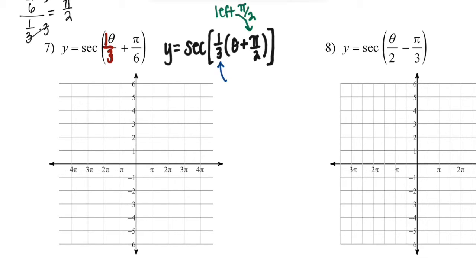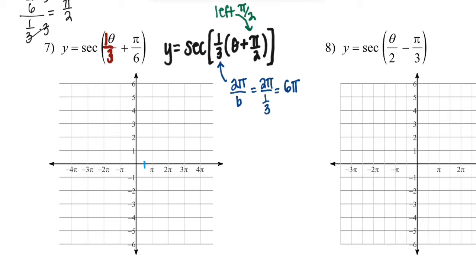This b value is going to affect the period. The period is 2 pi over b, which is 2 pi over 1/3, which is 6 pi. Because we're graphing the secant, we're going to first plot all of the critical points for the cosine graph. So the cosine graph, we're going to go right pi over 2.